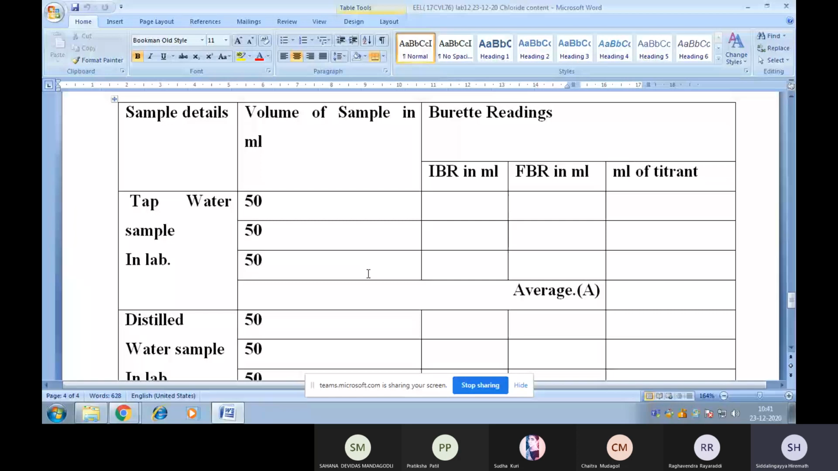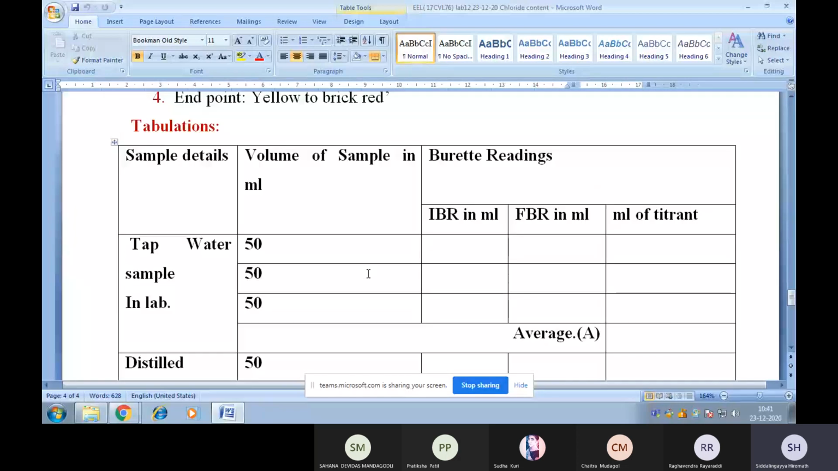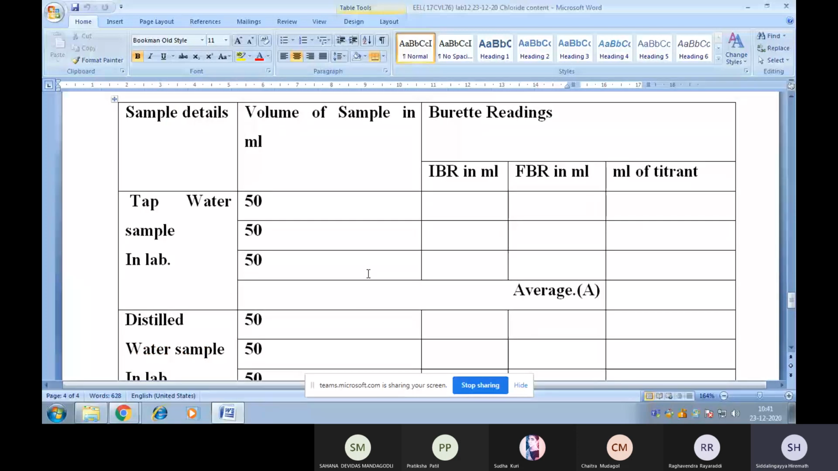Okay. So let me go through the tabulation. As usual for titration, the first column will be for sample details, the second column will be for volume of sample in ml, and the third column will be for burette reading, which again consists of three sub columns. The first is for IBR, the initial burette reading, the second is the final burette reading, and the third, obtained by deducting IBR from FBR, is the ml of titrant run down or utilized.